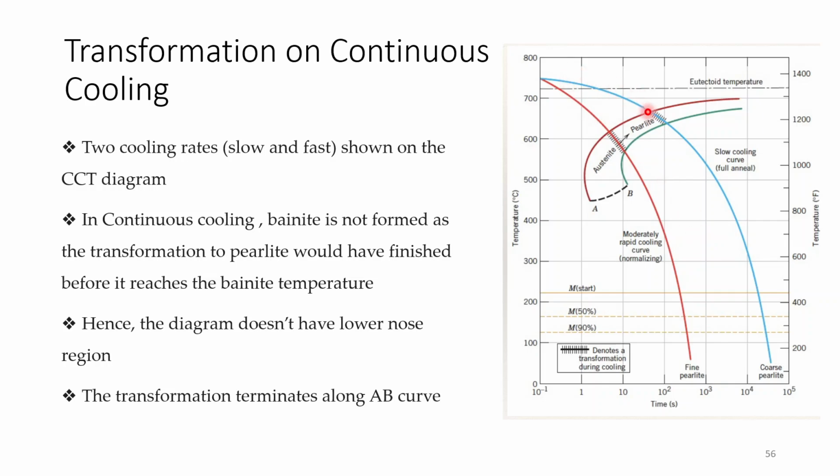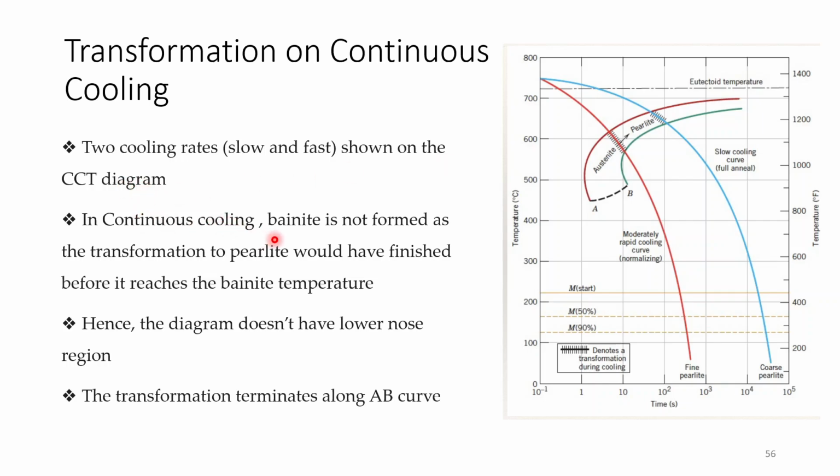So these are two cooling curves that are plotted with different cooling rates. One is the slow cooling curve, the other is a moderately rapid cooling curve. This corresponds to full annealing, and this corresponds to normalizing. So in this curve it is encountering coarse pearlite, and this part is encountering fine pearlite. Okay, so this dashed line is denoting the transformation that's taking place. So two cooling rates, slow and fast, are shown on the CCT diagram.